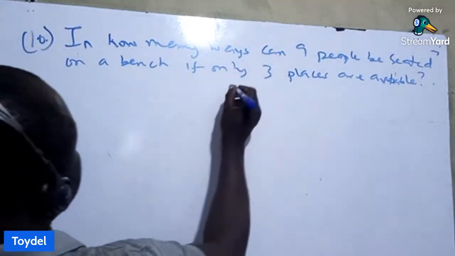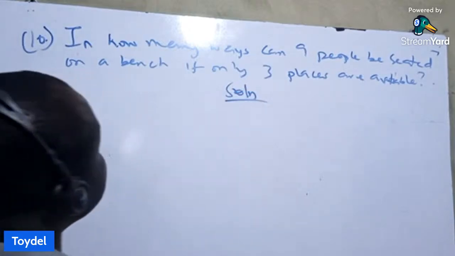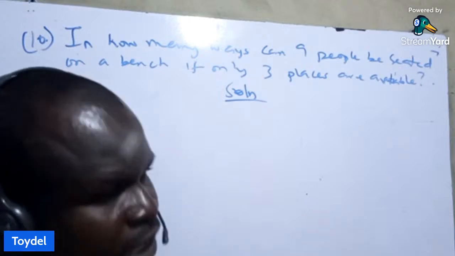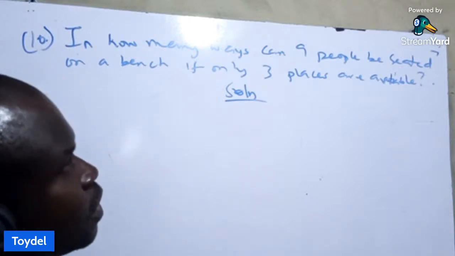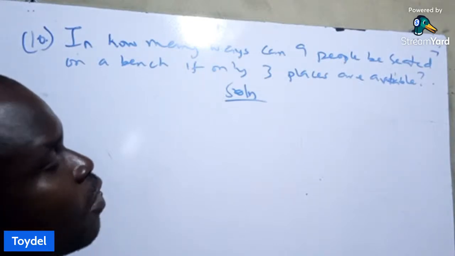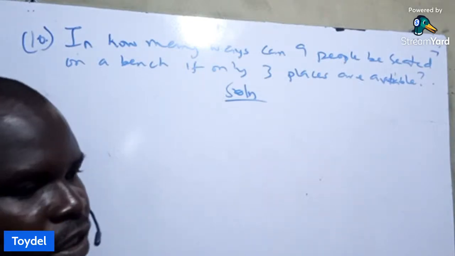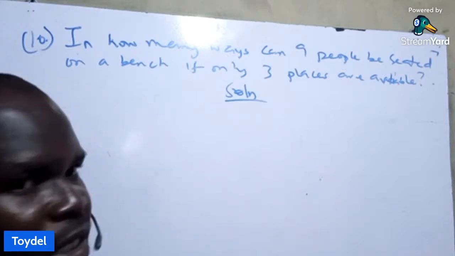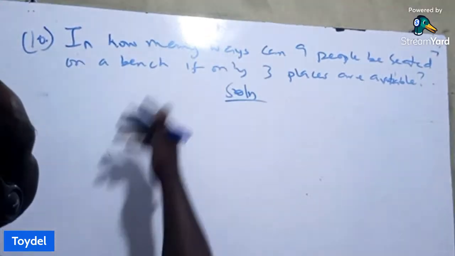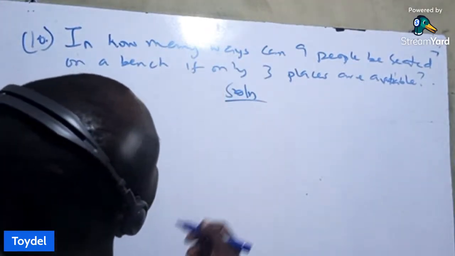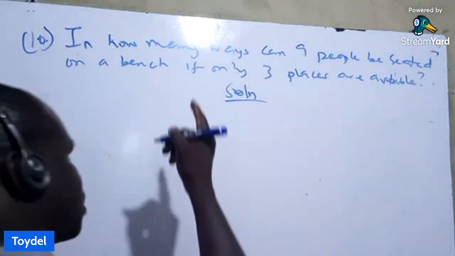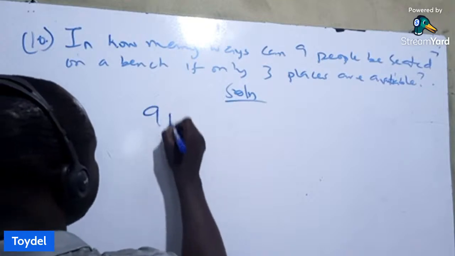So please, we learn. When we talk about permutation, permutation simply means that the order of arrangement is important. But under combination, the order of arrangement does not really matter. It's not necessary. So permutation is more of arrangement, while combination is talking about selection. So under combination, we don't take the order of arrangement into consideration. So in this case now, the question says, in how many ways can 9 people be seated on a bench if only 3 places are available? This question is under permutation. I'll just say this is 9 permutation 3.